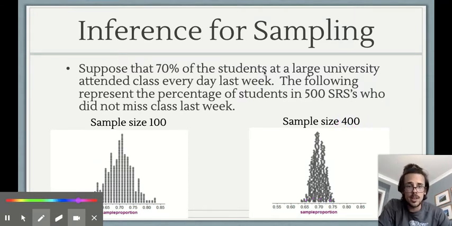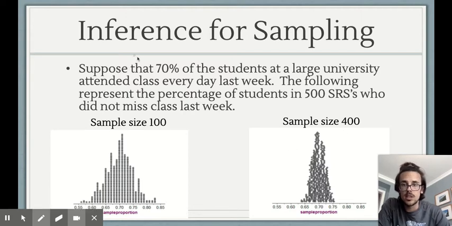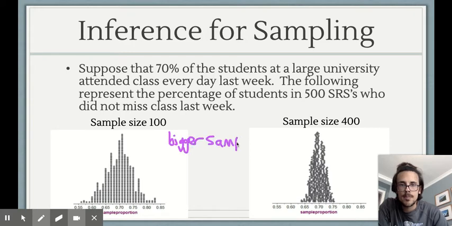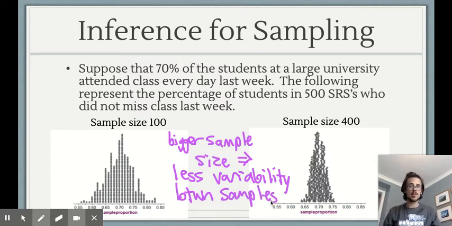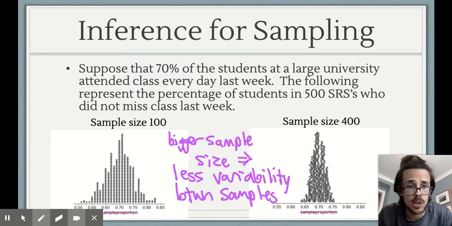When your sample size gets bigger, which is the whole thing this slide is trying to emphasize, bigger sample size means less variability between samples. We've talked about the word variability already. It's just talking about how spread out things are. The data tends to be more consistent when your sample size is bigger.